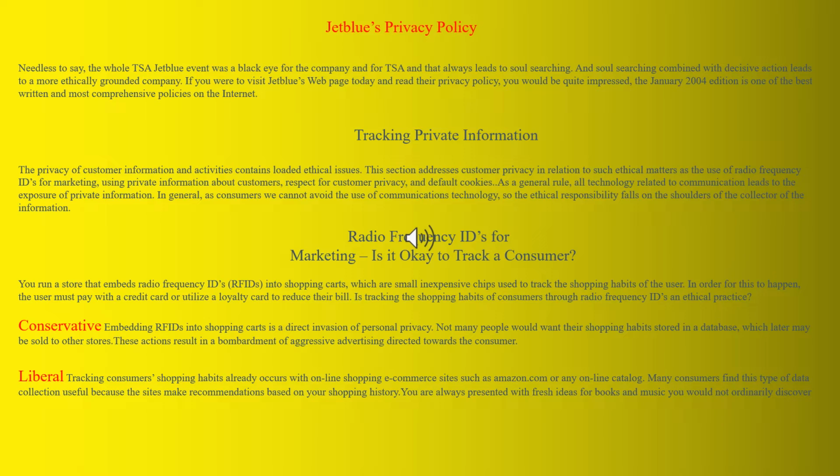Feelings about personal privacy and the consumer vary greatly depending on whom you speak with. Some people could care less. Others are very passionate about the privacy of their personal shopping habits.